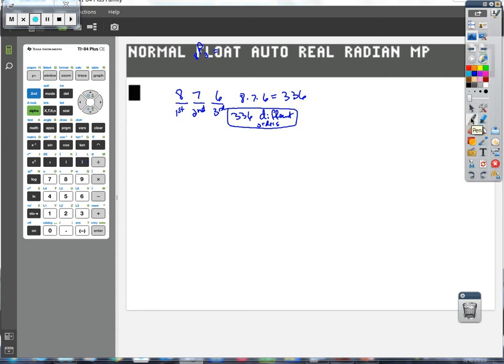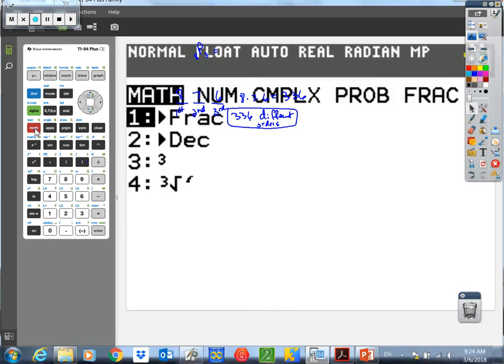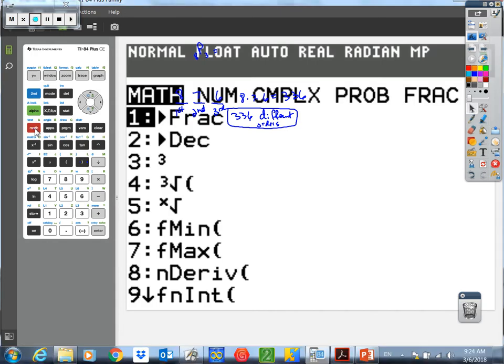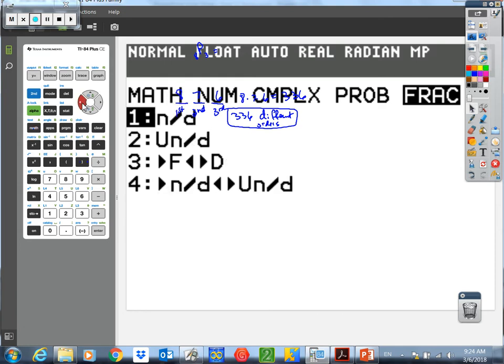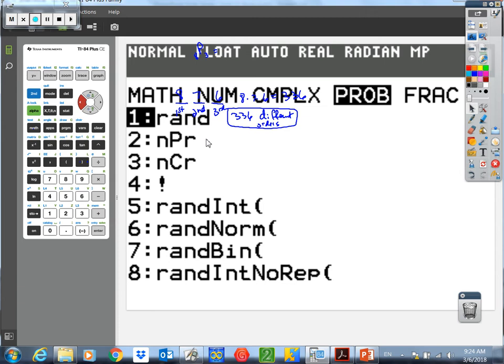So we're going to go to math. And then under math, there's probability or PRB, whichever version you have. So let's go to probability. You can see here on number 2 and number 3, number 2 is permutations and number 3 is combinations. And then number 4 is factorials. We'll be using all 3 of these in this unit: permutations, combinations, and factorial notation.